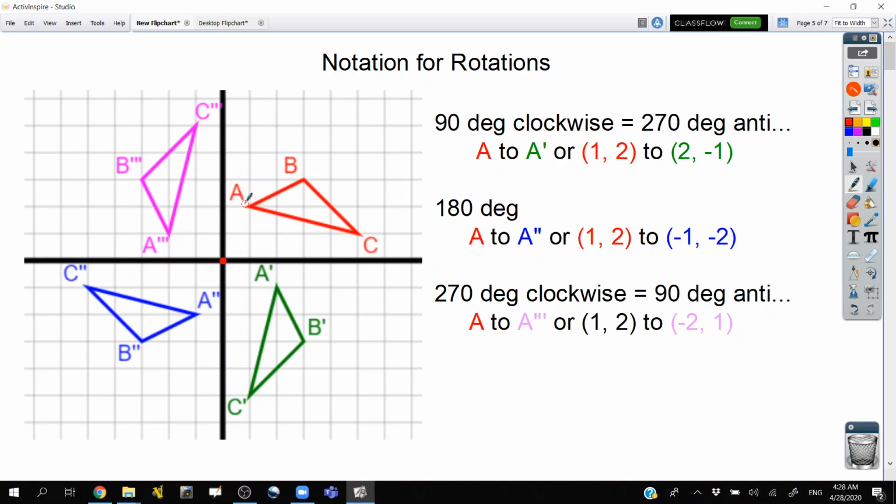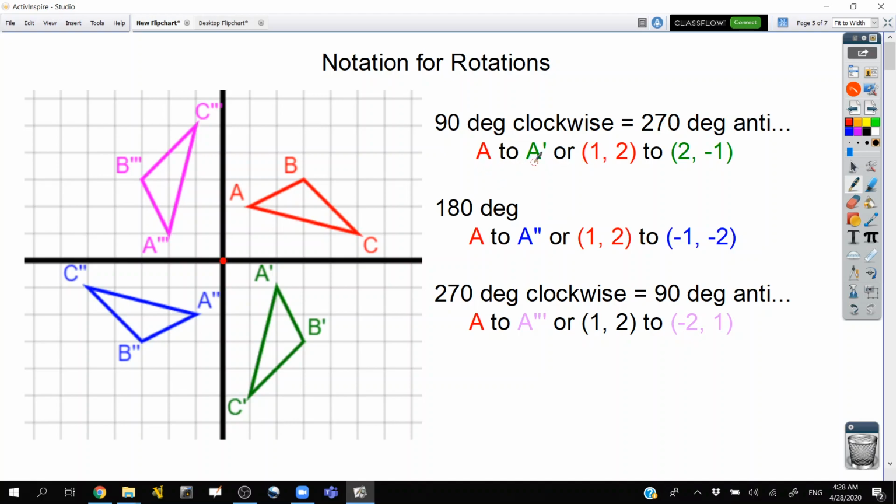180 degrees, if I start with the red A and go 180 degrees around, I get to the blue A prime prime. It doesn't matter which direction I go, I get there. And then 270 degrees clockwise, if A goes around 270 degrees, I get to the pink A prime prime prime. And if I go 90 degrees anti-clockwise, I get to the pink A prime prime prime. So these are the same rotations, and so they should have the same rules.